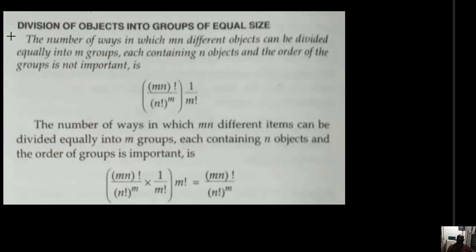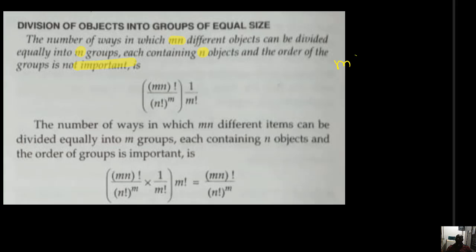Students, listen. What I explained is clearly given in the notes. Division of objects into groups of unequal size. The number of ways in which mn different objects can be divided equally into m groups, each containing n objects, and the order of the groups is not important, is mn factorial by n factorial power m into 1 by m factorial.